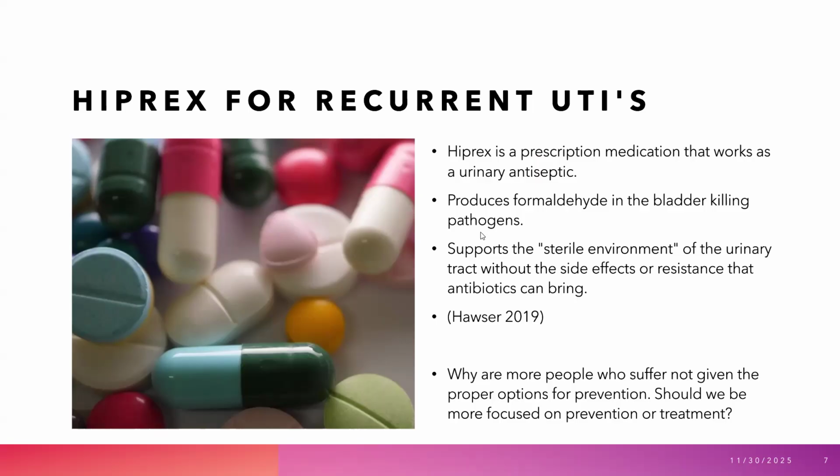The thing about Hiprex, though, is that you need to already have a slightly acidic pH for it to be able to produce the formaldehyde. This is why some people take vitamin C as well with Hiprex to try to increase the acidity, decrease the pH. And again, the Hiprex supports the homeostasis, if you will, the sterile environment of the urinary tract. They don't want a bunch of microbes up in there. The urinary tract wants to be clean.